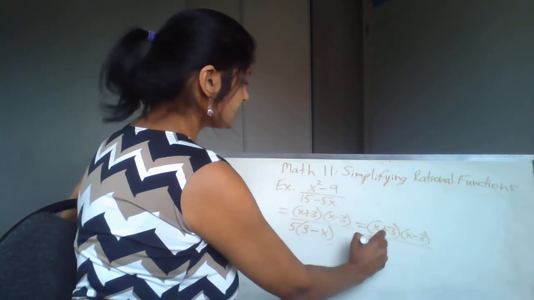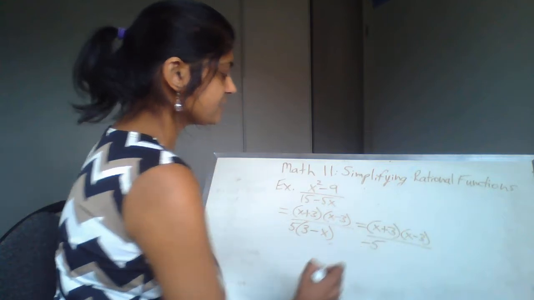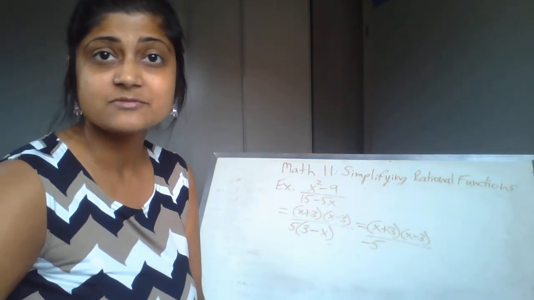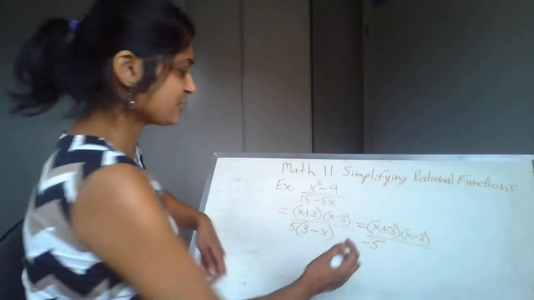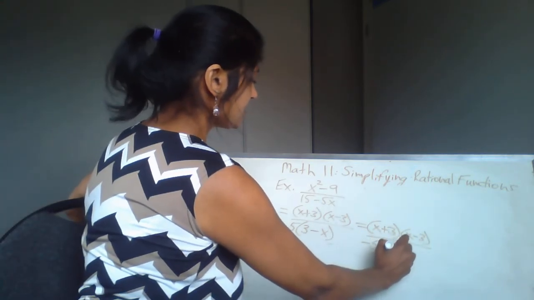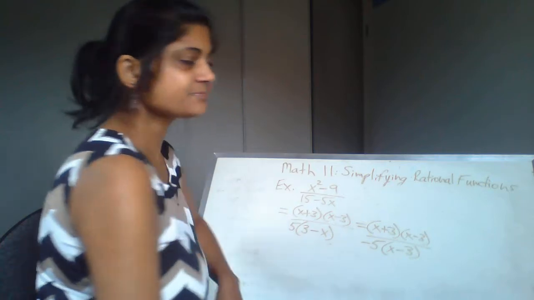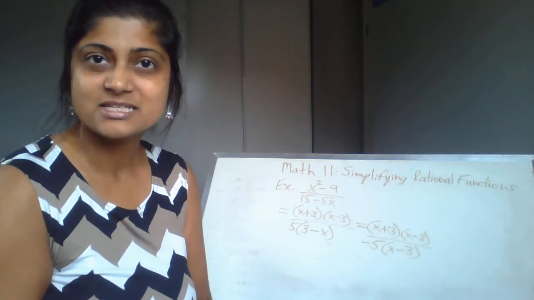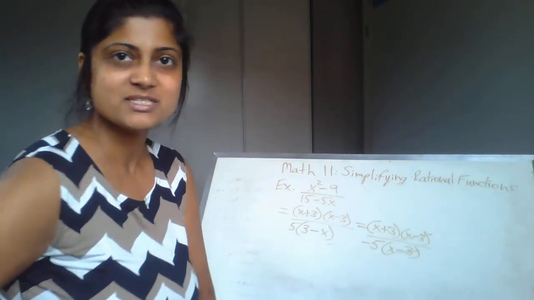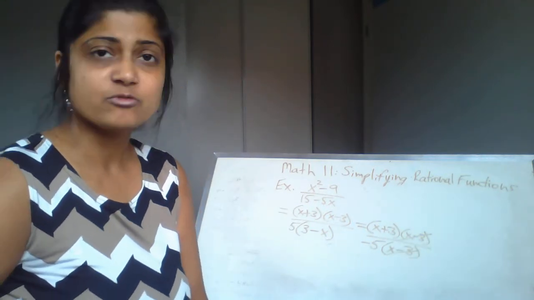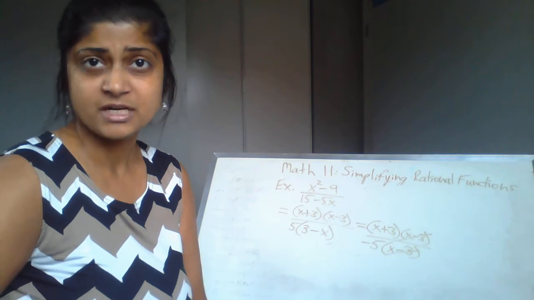And on the bottom, I'm going to take out a negative sign, okay? So when you take the negative sign out, I can actually change around the signs inside the brackets, okay? So in the brackets, it's just going to be x minus 3. All right, and now I notice I have that common factor of x minus 3. I'm going to cancel that out, okay? And I'm just left with x plus 3 over negative 5.